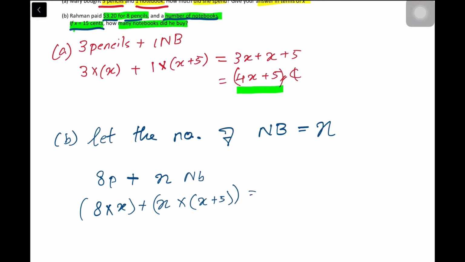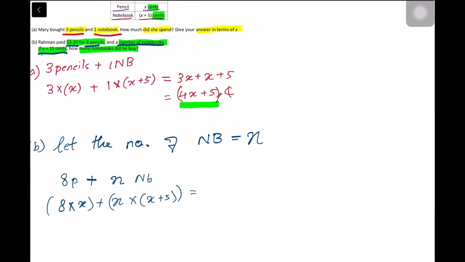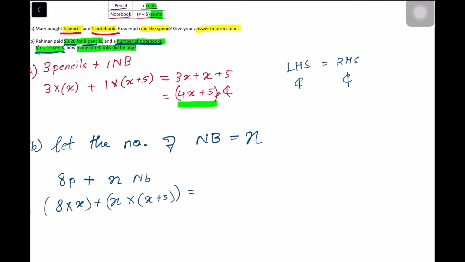Now one thing you need to note is when you're writing an equation, the left hand side must have the same units as the right hand side. So if the left hand side is in cents, your right hand side should also be in cents. You can't have cents on the left hand and dollars on the right hand. This would be wrong. In this case, the right hand side, or the amount of money he spent, is $3.20. So we need to convert dollars into cents.